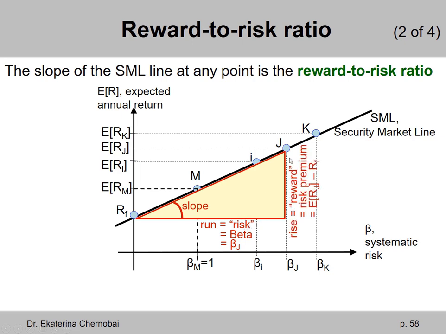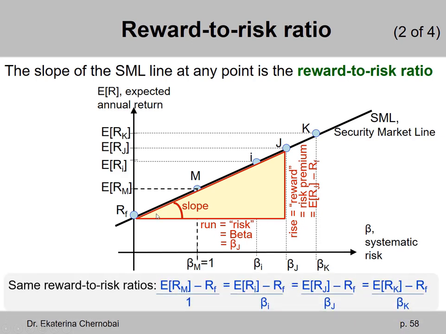What is the rise of this right triangle? It's what we call the reward, the risk premium for firm J's stock, the return above the return for the risk-free asset, the difference, right? The expected return on firm J stock minus the risk-free return. Okay, so the slope of this right triangle is rise, or the reward, or the risk premium, divided by the run, which is the risk, or the beta.